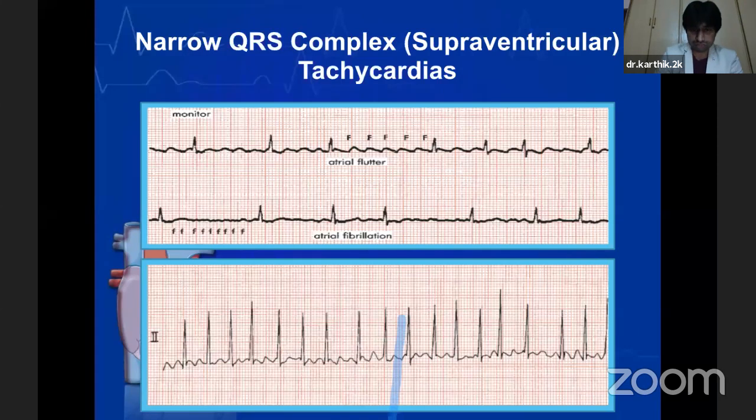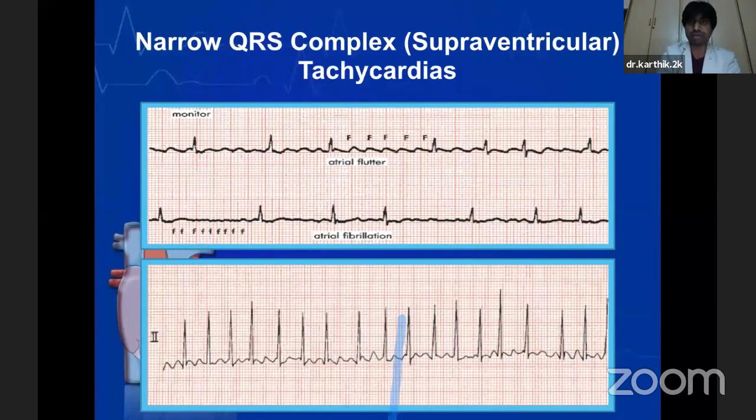Now, with this small theoretical background, let us go to the first illustration of a narrow QRS complex supraventricular tachycardia. So in the first ECG, the first illustration, we can see that there are two ECG waveforms. In the first waveform, there is tachycardia, but the RR interval is varying. The QRS complex is narrow, there is tachycardia, and the RR interval is irregular. So we know that we are dealing with a supraventricular tachycardia.